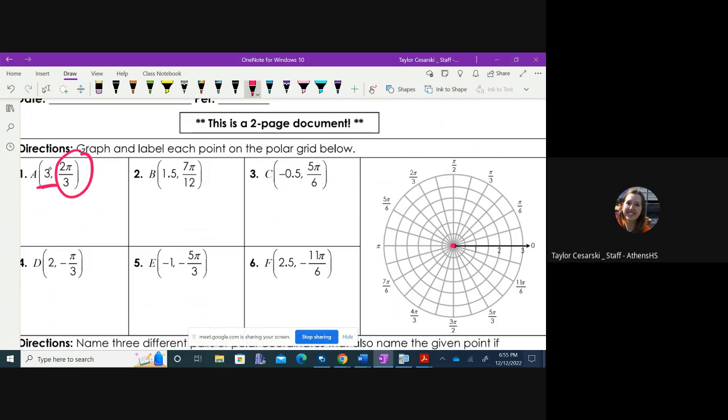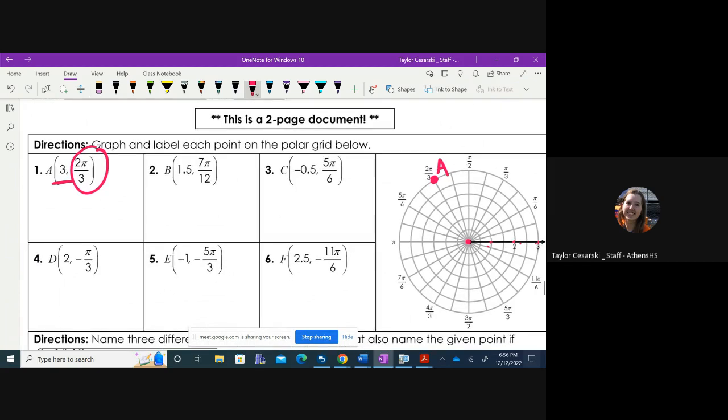And notice my scale here. So like this is 1, this is 2, this is 3. So I'm going to take 3 steps towards 2 pi over 3. And that is right there. Okay. Facing at 2 pi over 3, take 3 steps forward. And again, just note the scale there. Okay, let's actually do number 4 because I want to do a negative angle.